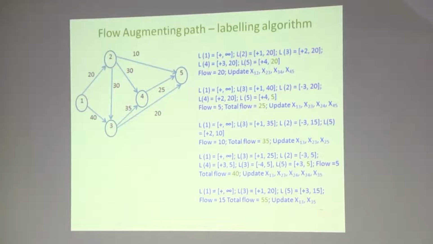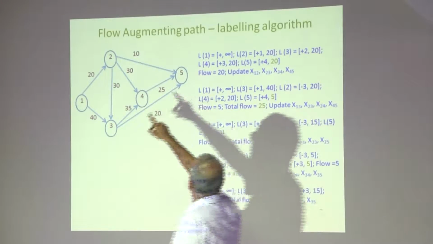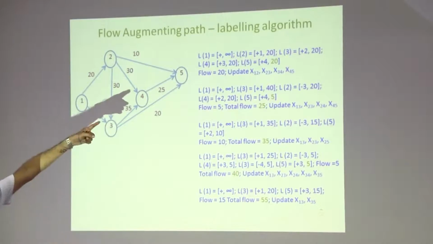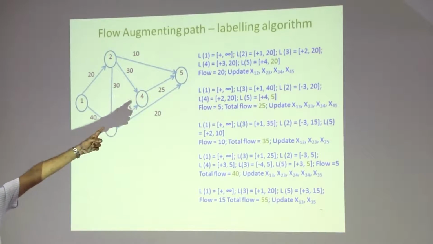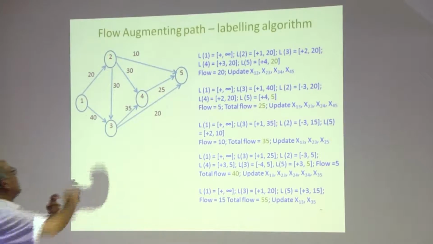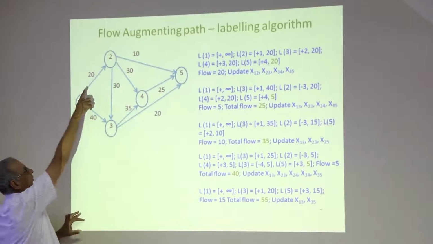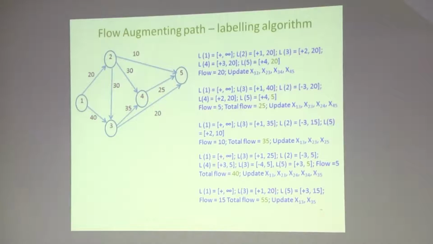So now start with node 1 and see whether there is a forward arc with leftover capacity. So 2 is available, arc 1, 2 has a capacity of 20. So label 2, put L2 as plus 1 and 20. Plus 1 because it comes from 1. 20 is the minimum of this 20 and the infinity that is available here, so 20. So node 2 gets a label of plus 1, 20.